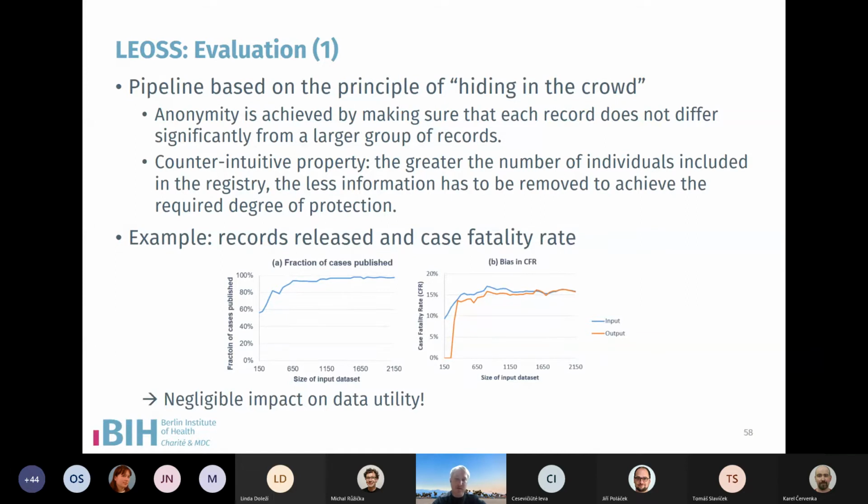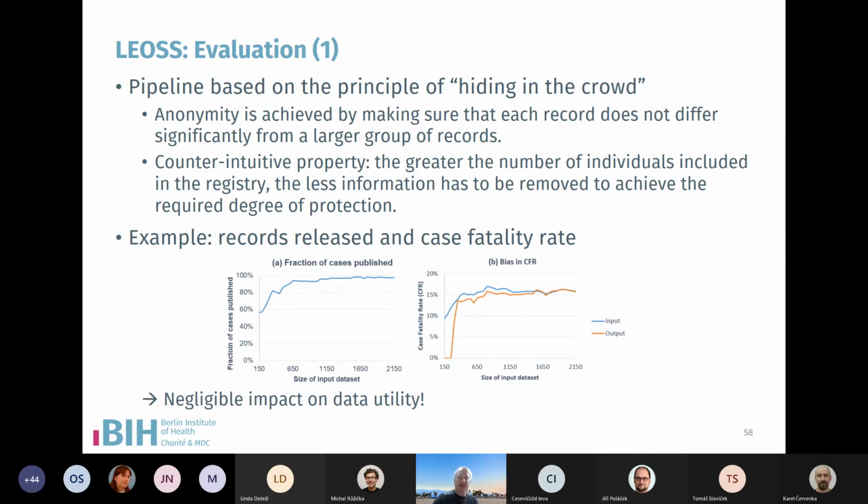And this will be sort of my last two slides. We then also studied how this anonymization process has impacted the statistical properties. And here, these are models that work on this principle of hiding in the crowd, and this leads to a somewhat counterintuitive property, because the more individuals you have included in a data set that you are protecting this way, the easier it becomes to protect those individuals, and the less information has to be removed to achieve the degree of protection that you need.